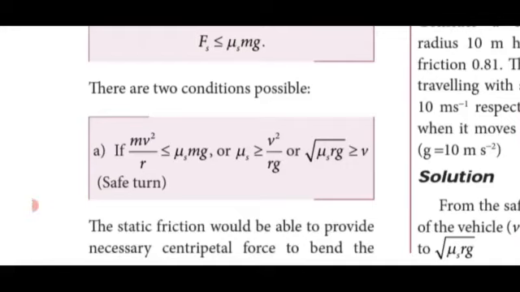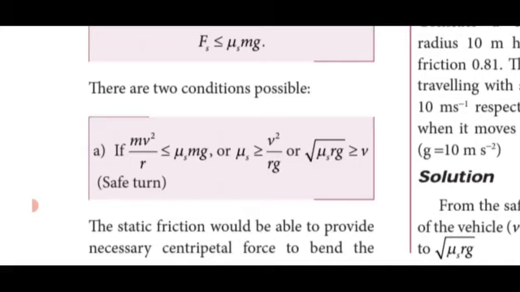One, if mv square by r is lesser than or equal to mu s mg, or mu s is greater than or equal to v square by rg. So you know how it comes. It comes from the first equation, that is mv square by r is lesser than or equal to mu s mg. We are cancelling both the m's on both sides. It becomes v square by r lesser than or equal to mu s g, and we are taking that g to the other side, it comes to the denominator. So you will get mu s is greater than or equal to v square by rg.